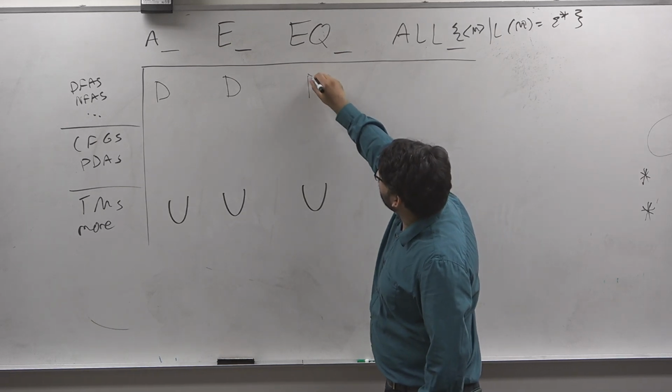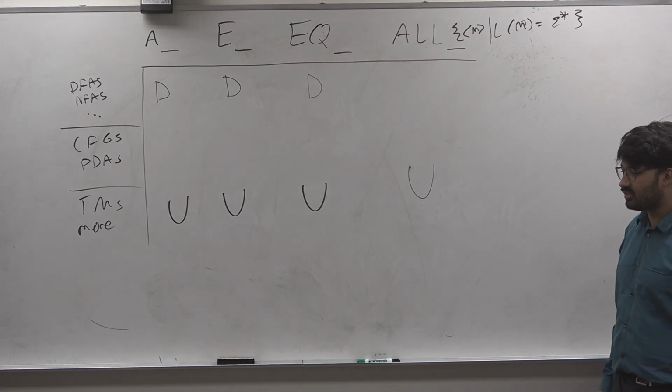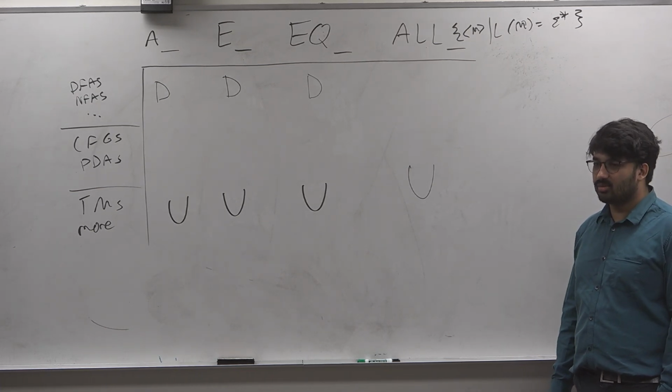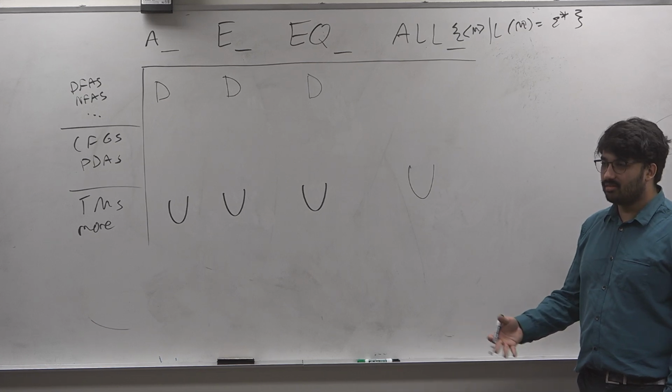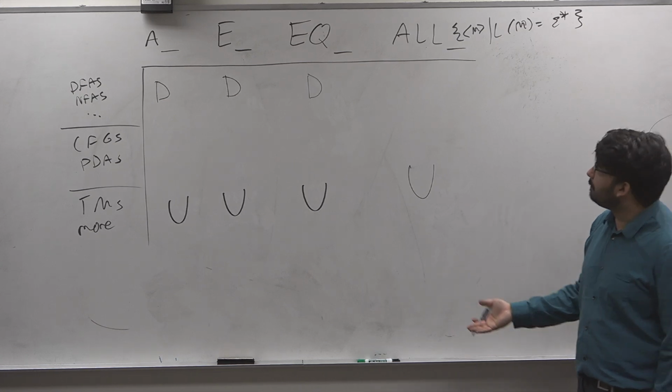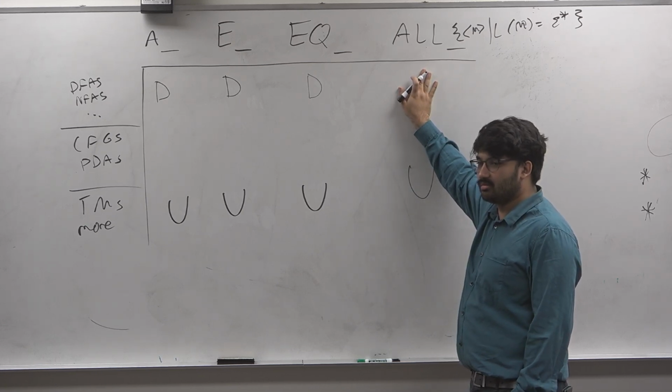I don't want to get into that too much more. In fact, there's so many ways you can answer that question. For example, it is true that DFAs can be uniquely minimized. So take two DFAs, run the minimization algorithm, and if they're equal, then they're the same. ALL_DFA, decidable or undecidable?